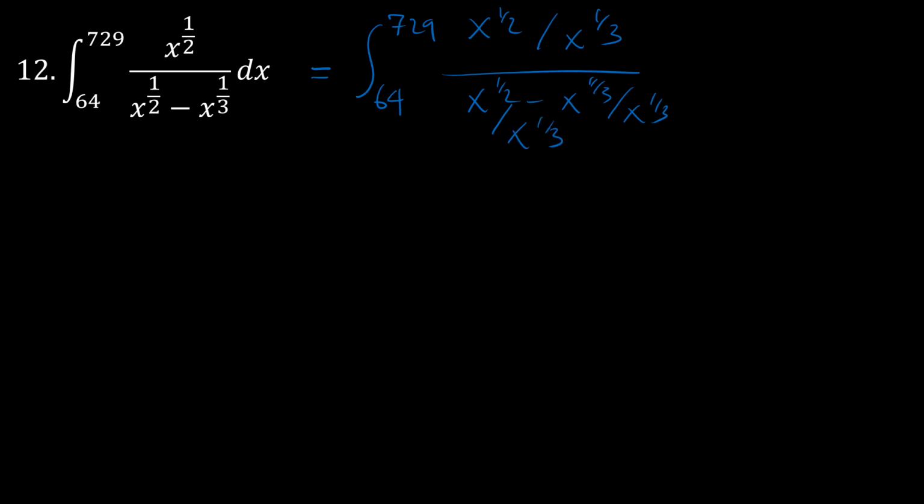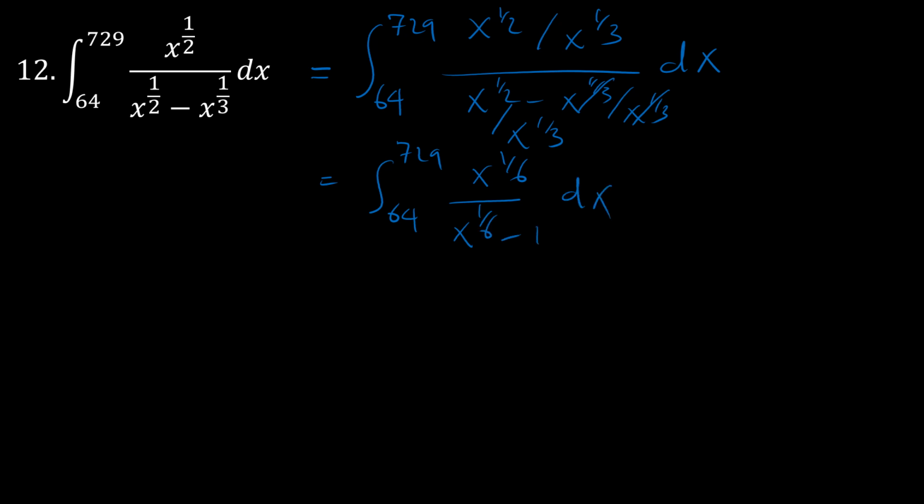So this obviously cancels out, and we have dx here, and in the numerator we have x to the power half minus a third. Here we have x to the power minus a third. So essentially we have the integral from 64 to 729 of x to the power sixth over x to the power sixth minus 1 dx.